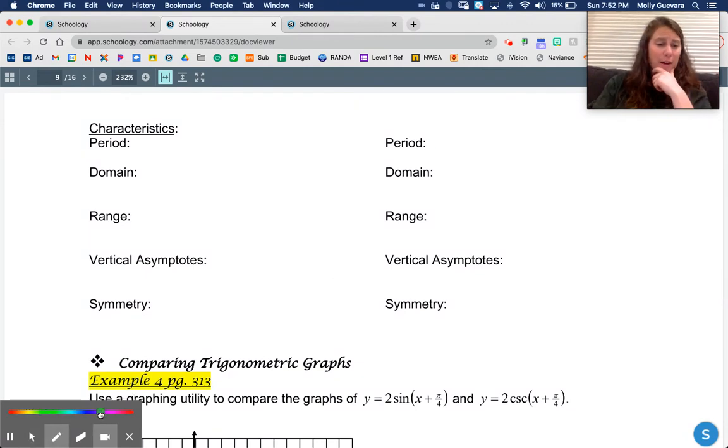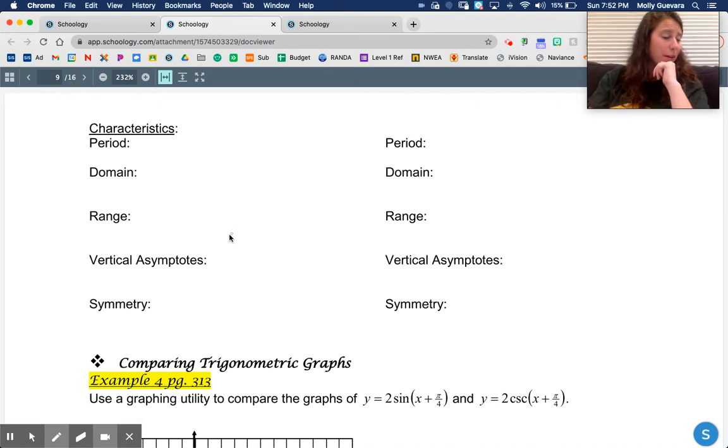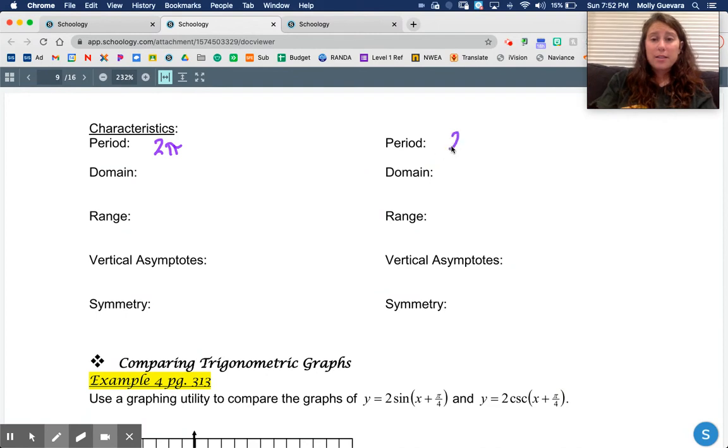Okay, so the period for both of these is the same as sine and cosine. The period of sine is 2 pi, so cosecant is 2 pi. The period of cosine is 2 pi, so secant is 2 pi.